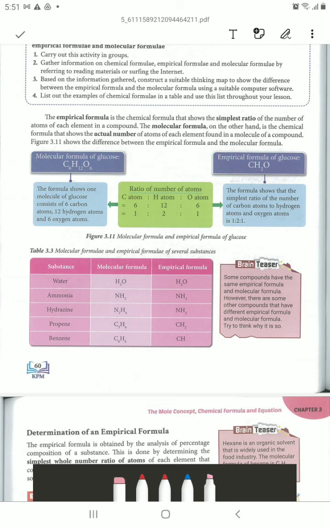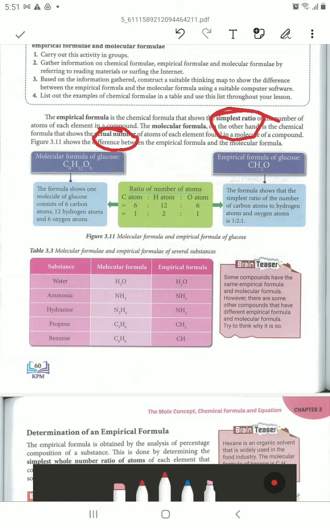The definition of empirical formula we discussed last week. What is empirical formula? Empirical formula is the chemical formula that shows the simplest whole number ratio of each atom of the element in a compound. And molecular formula, on the other hand, is the chemical formula that shows the actual number. So the keywords here are actual number and simplest whole number ratio.